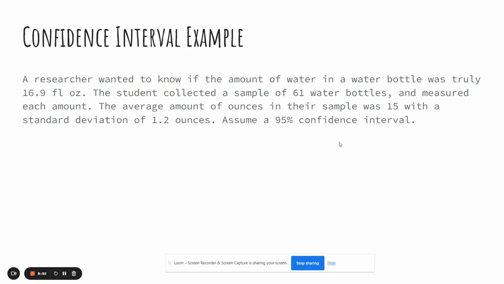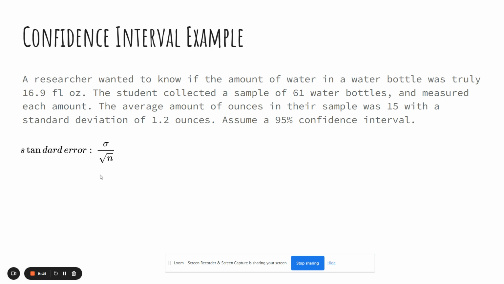So we work for Nestle or Ozarka or whatever water you drink, and we're trying to figure out, does our water actually have 16.9 fluid ounces? Because I don't want a bunch of people suing me. It's our job to figure out if our bottles have the correct volume that they are supposed to. Let's see how this works.